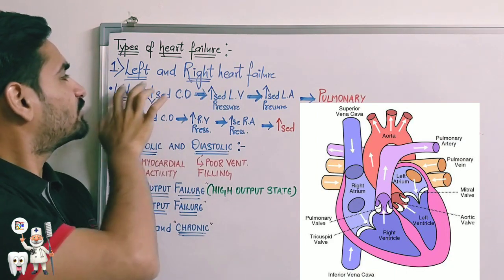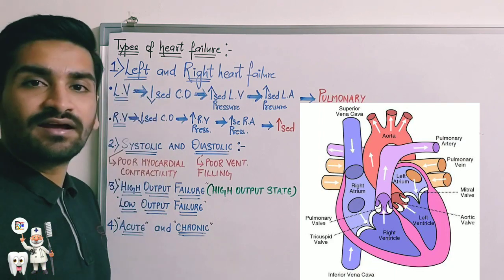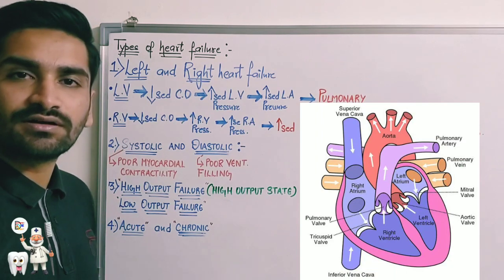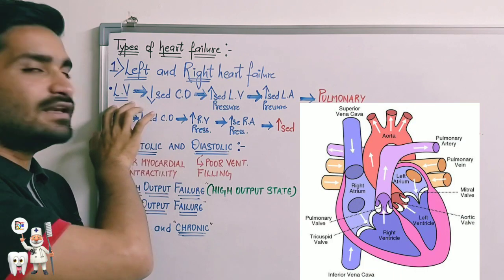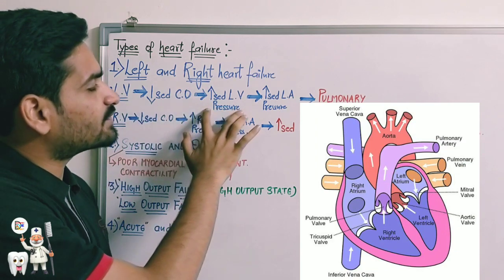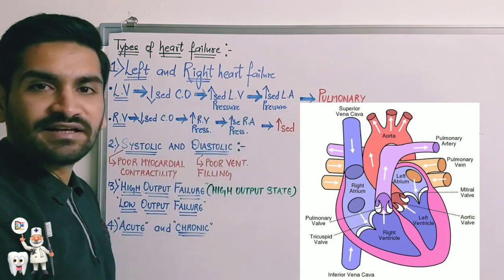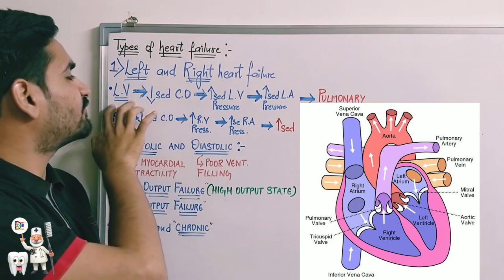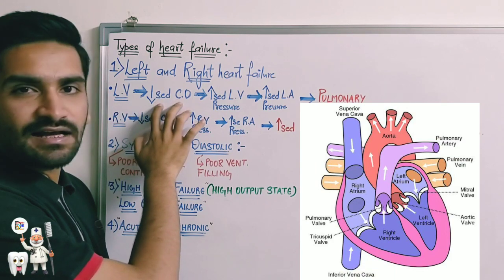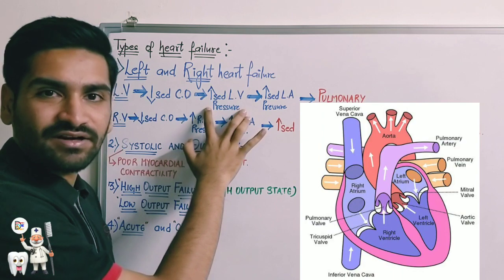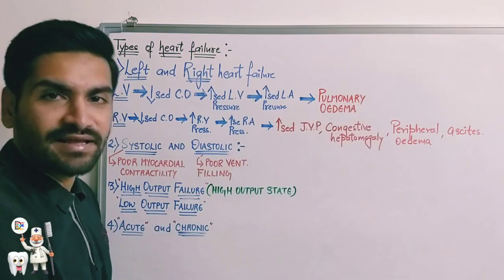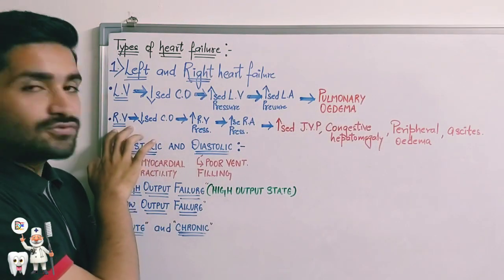So firstly about the left heart failure, it will start from the left ventricle, that is the left ventricle is not able to pump out an adequate amount of blood to the other parts of the body. So that will lead to an increase in the left ventricular pressure. That increase in the left ventricular pressure will lead to an increase in the pressure in the left atrium. What happened? First, the left ventricle is not able to pump adequate cardiac output, that is decreased cardiac output, that will increase the left ventricular pressure, that will in turn increase the left atrial pressure and will lead to pulmonary edema.